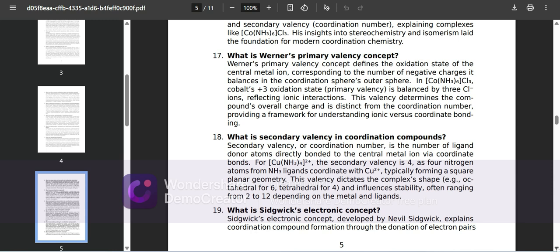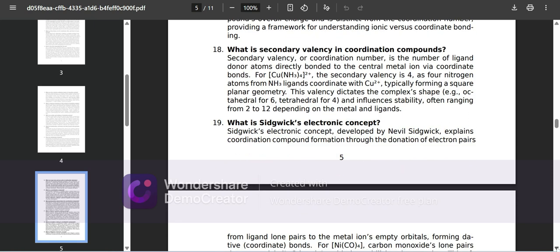chloride ions, reflecting ionic interaction. This valency determines the compound's overall charge and is distinct from the coordination number, providing a framework for understanding ionic versus coordinate bonding.